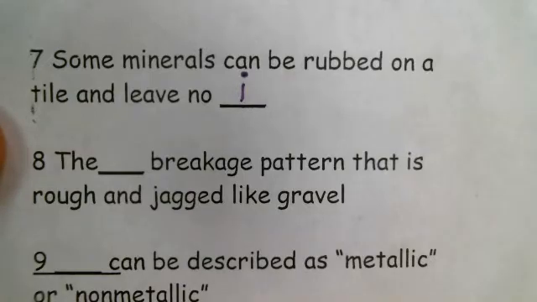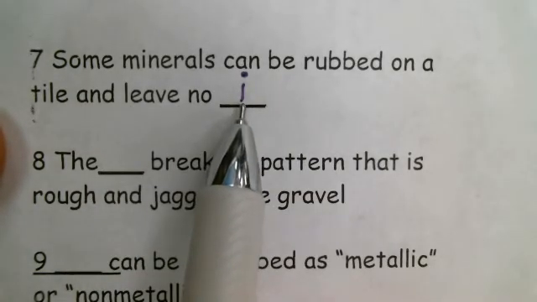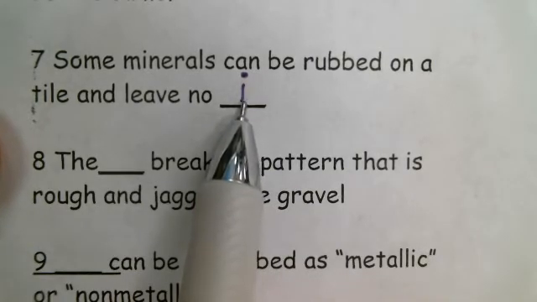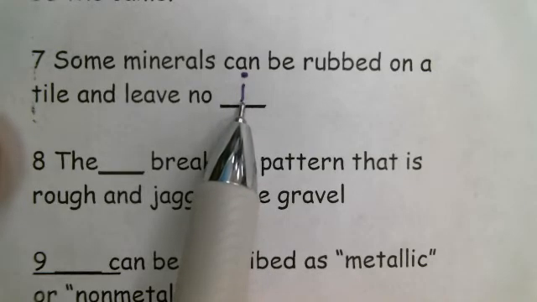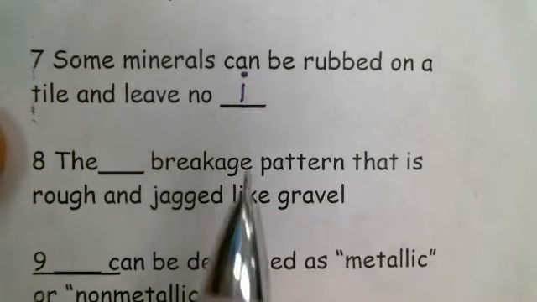Number 8. Number 7. It's not common for it to not leave a streak, but it is possible. And remember, the color of the streak might be different than the color of the mineral itself. So yesterday we had green fluorite and we streaked it and the streak was white. And we had bronze colored pyrite and when we streaked it, it was black.